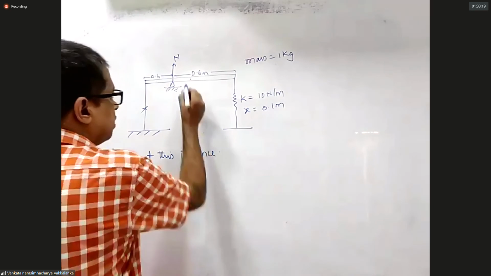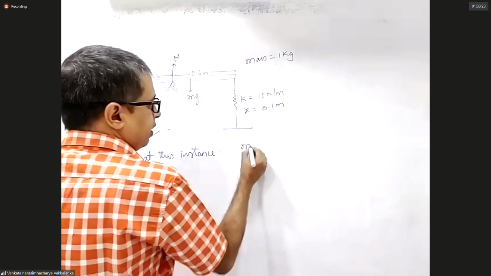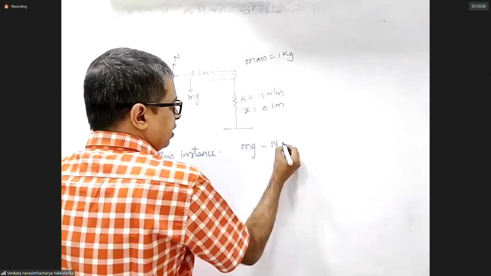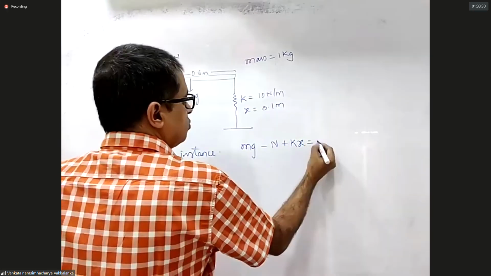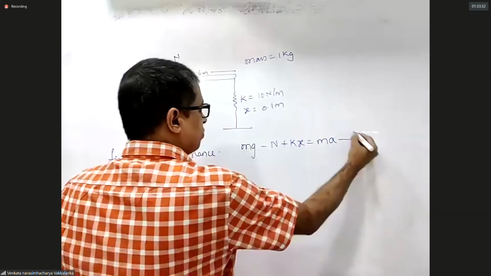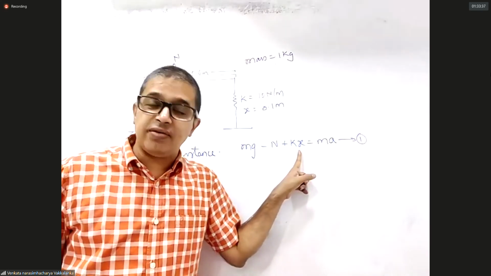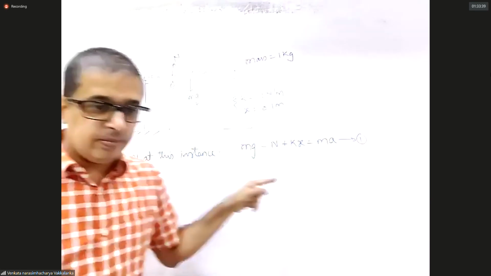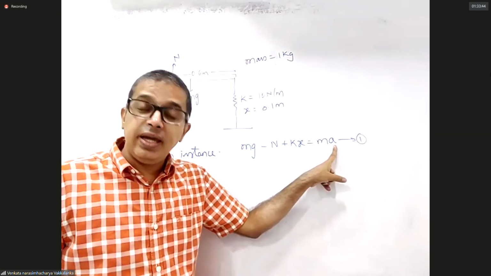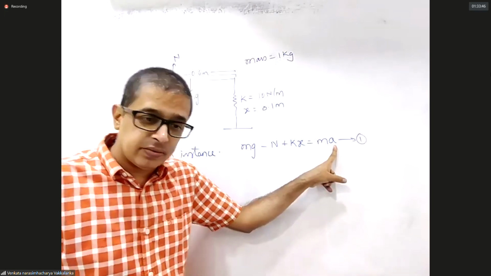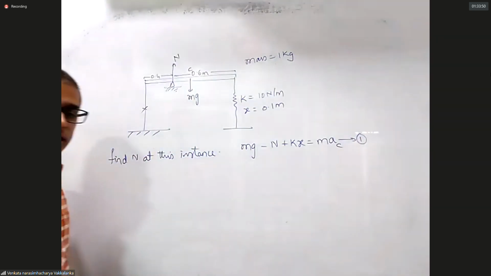Now listen. First, the translational dynamic equation. It is mg minus N plus kx is equal to m a. First equation, is it clear to all? People who have forgotten kx have committed a blunder. Mg plus kx minus N is m into a. A is the acceleration of the center of mass of the body.